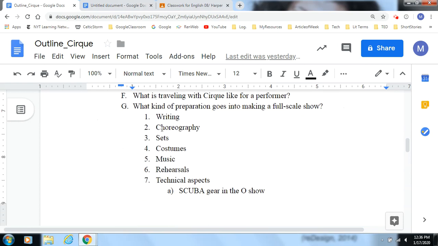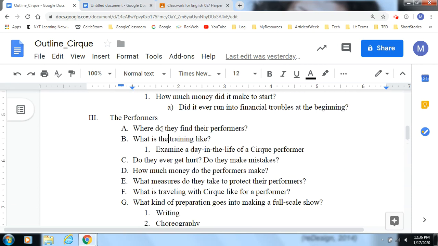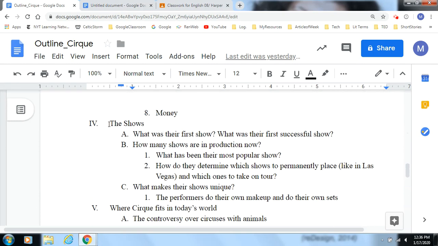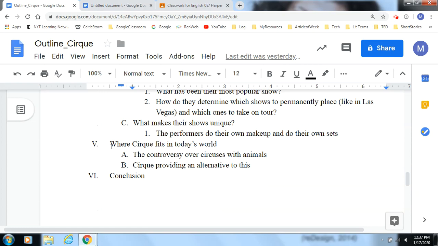Okay, so I've got all kinds of things here that I'm thinking about including in my research paper that relate to the performers in Cirque du Soleil. Then I'm going to go to the shows in terms of how many shows do they have, where are they in production, what's been popular, etc. And then I think I would have finished with where Cirque fits in today's world. I think I'd like to talk about current controversies about circuses that use animals and how Cirque du Soleil has not used animals in their productions and how maybe this is sort of a new model moving forward as people want to attend a circus. And then I will have a conclusion of some kind.